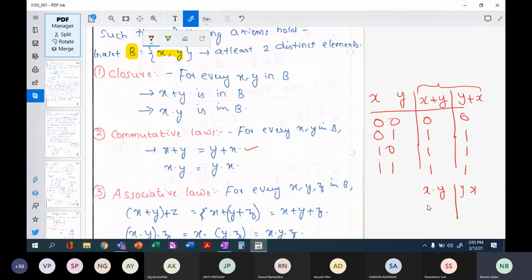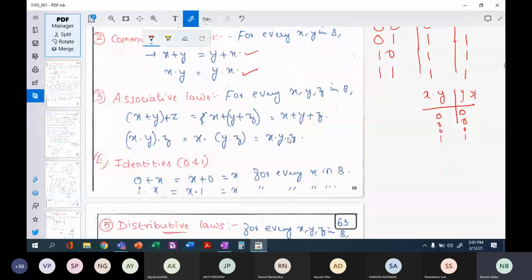Now the associative law. If you have three variables x, y, z in a binary set, then what the associative law says, please remember this, is x plus (y plus z) will be equal to (x plus y) plus z. Or in other words, they are also equal to x plus y plus z, which is true for an AND operation also. X dot (y dot z) will be equal to (x dot y) dot z, which equals x dot y dot z.